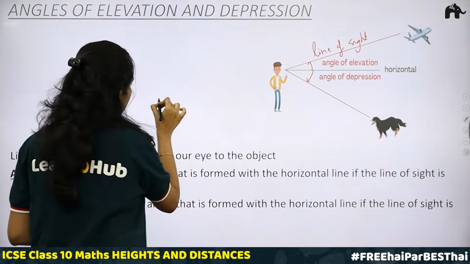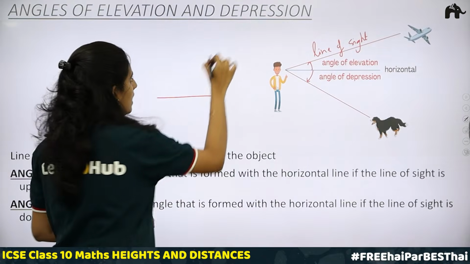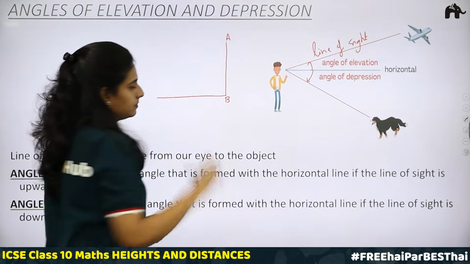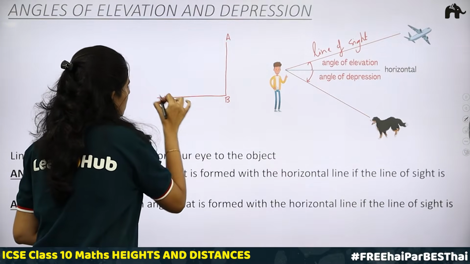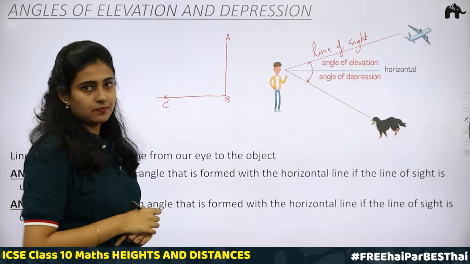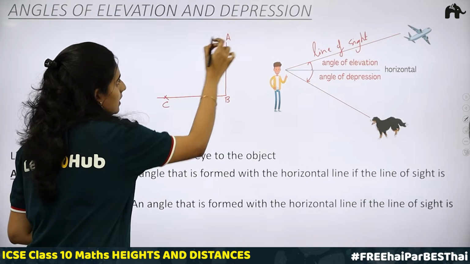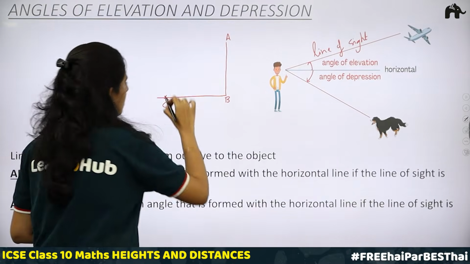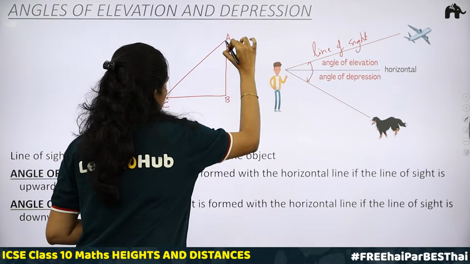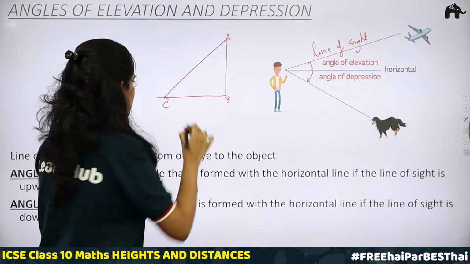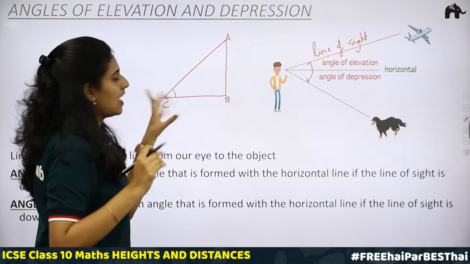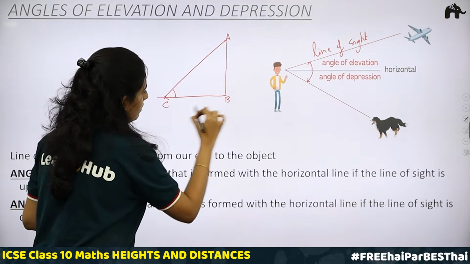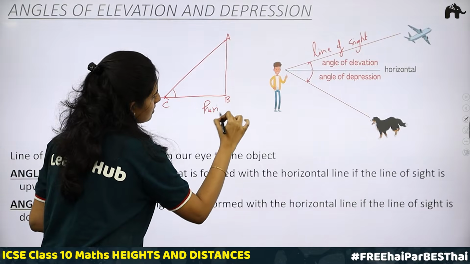Now take an example. This is the ground. Here we have a tall building AB. A person is standing on the ground at a position C. In order to see an object that is on the top of this building, what will he have to do? He will have to raise his eye by an angle. Then this angle is angle of elevation or angle of depression? Here we have CB as the horizontal line.